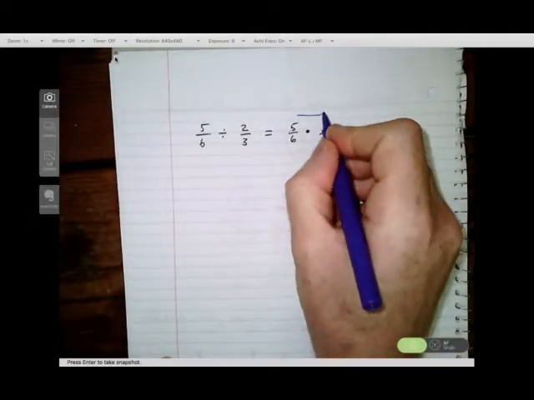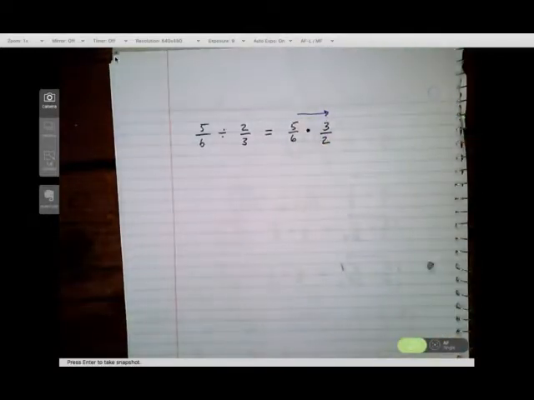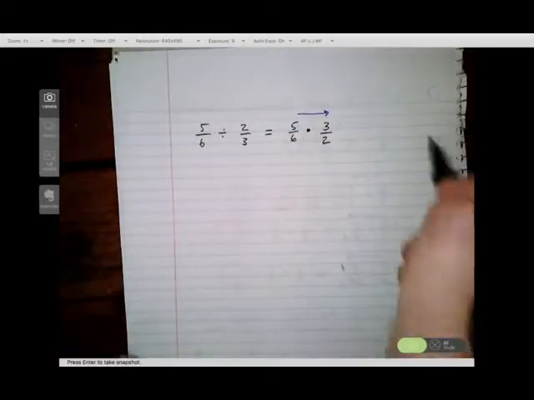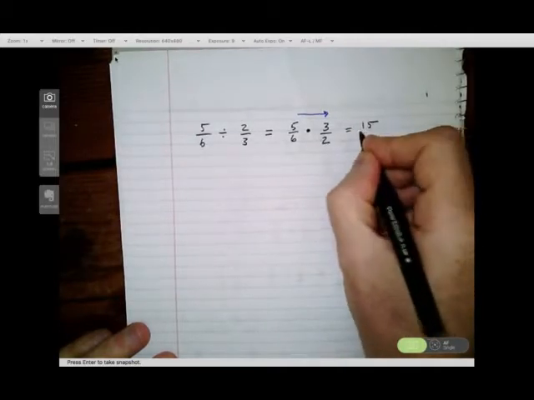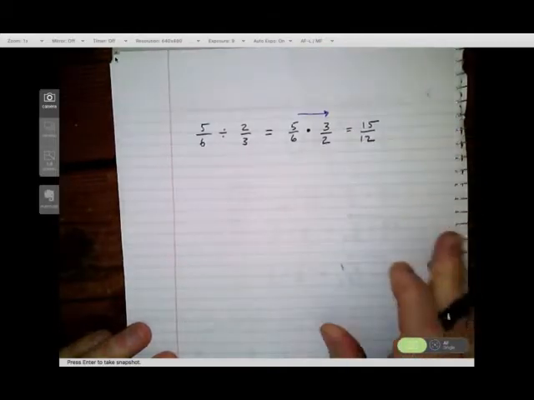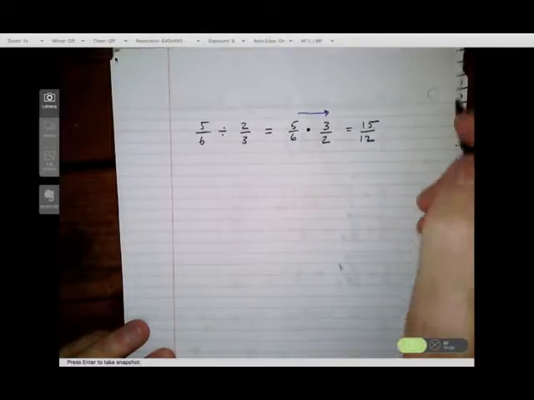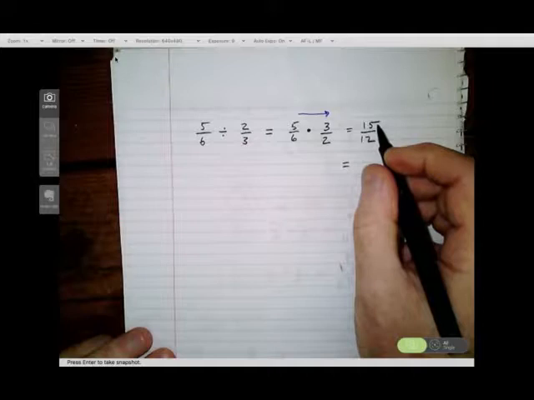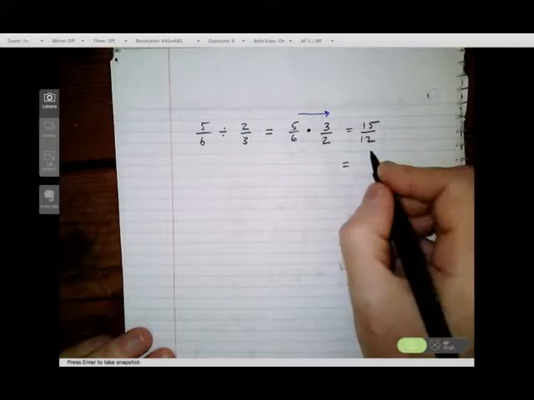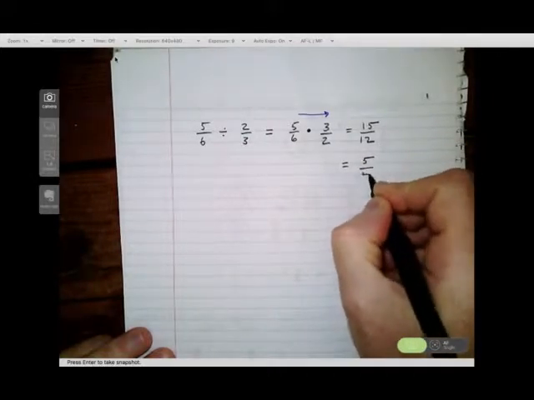And then we multiply just like we did before. We're going to multiply straight across. Some of you might see that you can do some cross canceling here, but I'm going to hold off just to keep it so it doesn't get messy. But I will reduce it at the end. So 5 times 3 is 15. 6 times 2 is 12. Many of you will notice that 3 divides into both of those, and that's great. So if 3 goes into 15 5 times, it goes into 12 4 times.